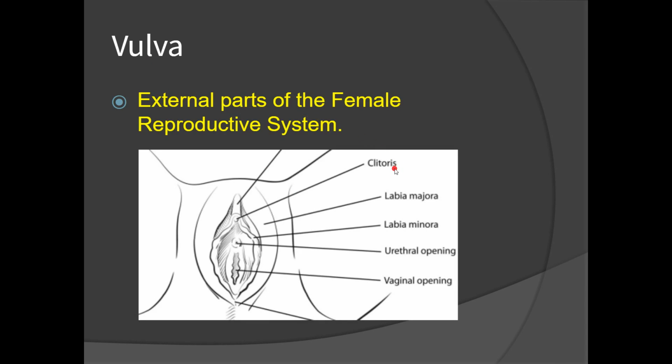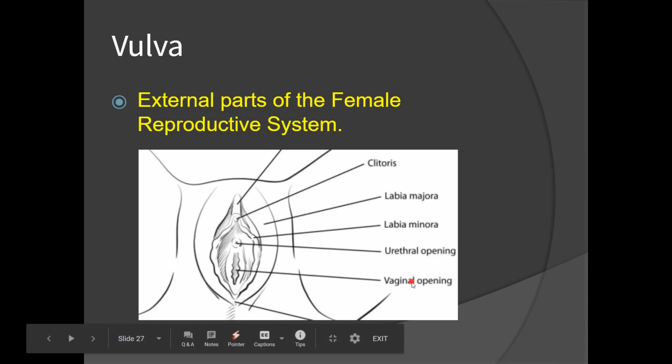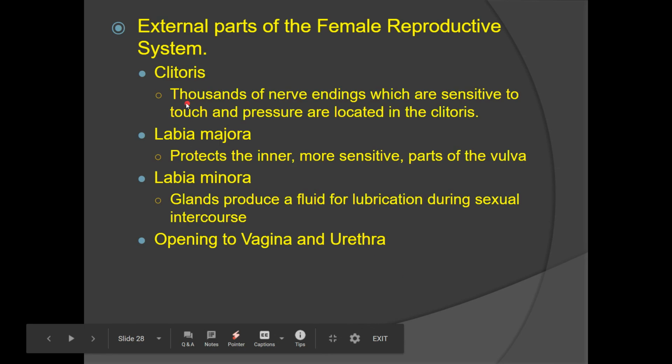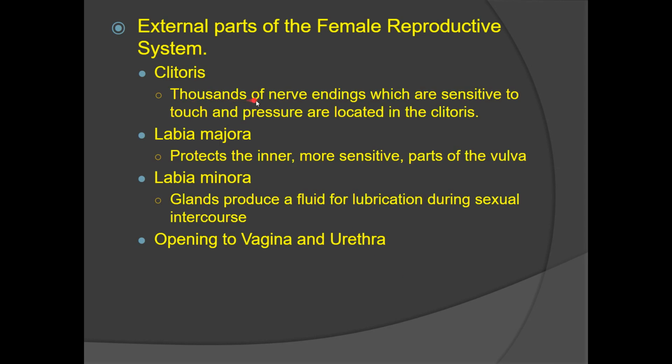We have the clitoris, the labia majora, labia minora, urethral opening, and vaginal opening. So the clitoris has thousands of nerve endings which are sensitive to touch and pressure. The labia majora protects the inner, more sensitive parts of the vulva. The labia minora, okay, these are glands that produce a fluid for lubrication during sexual intercourse.